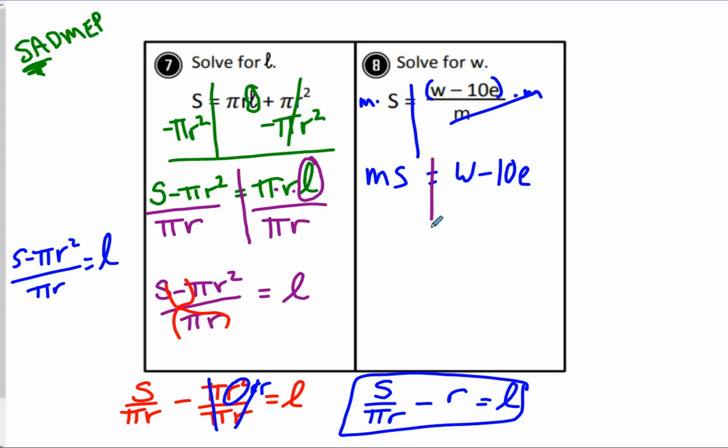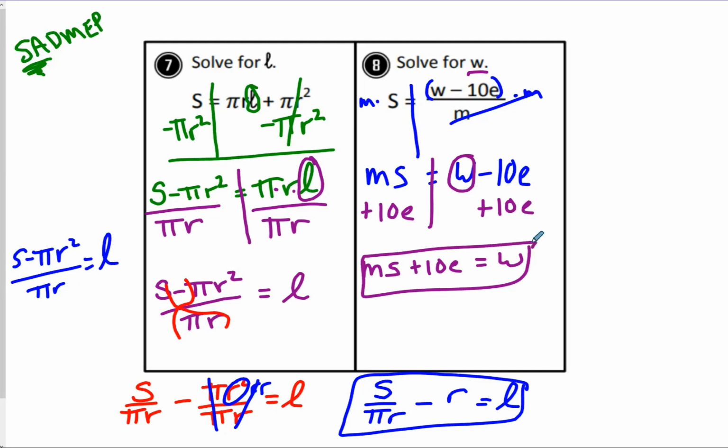I remind myself what variable they've asked me to solve for. In this case it is w. What is happening to the w? I'm subtracting 10e. So my last step is to add 10e to both sides of the equation. My final answer is ms plus 10e equals w. And there is my final answer. That can't be simplified any further.